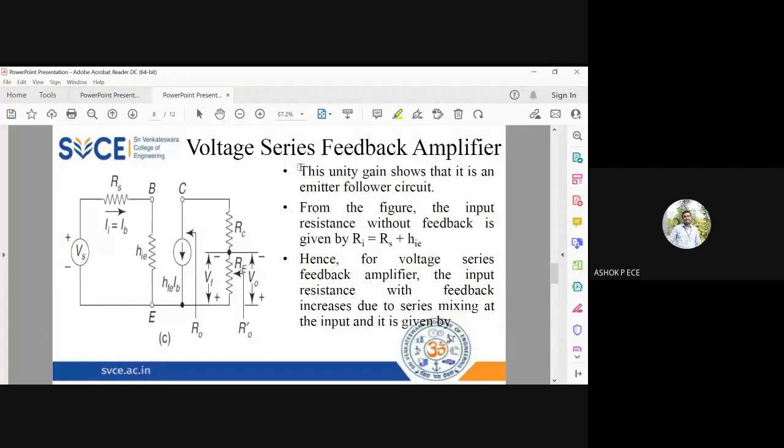So this unity gain shows that it is a common collector, an emitter follower circuit. The speciality of the emitter follower is unity gain. The voltage gain is 1. The current gain is large.